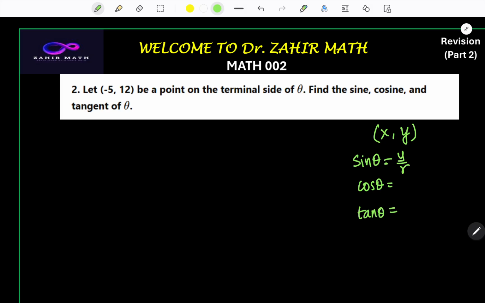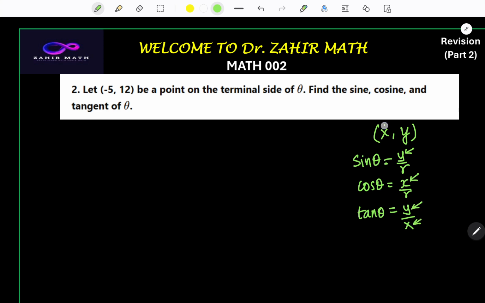Sine theta, it is y by r. Cos theta, it is x by r. Tan theta, it is y by x. This is the formula. It's a rule you have to memorize. Sine theta, keep in your mind y. Cos theta, it's x. Tan theta, y by x.